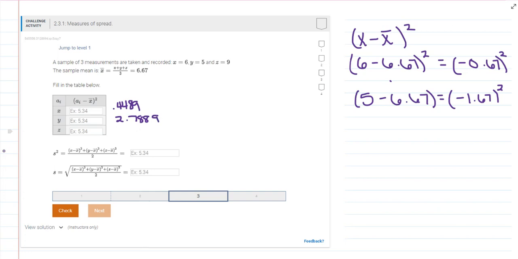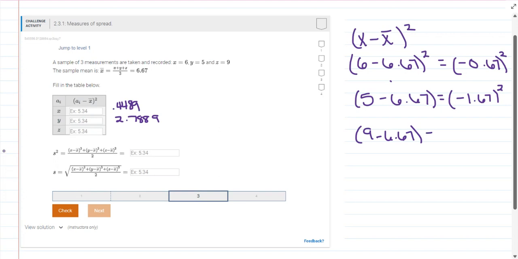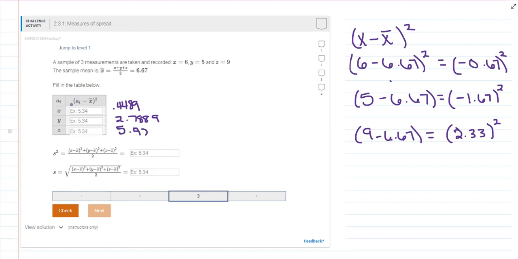Let's see here. And then the Z value, Z is 9. So 9 minus 6.67 is going to give us 2.33. Okay, then we're going to square that. 5.4289. Okay, that is a 4, not a 9. Let me see if I can fix that.